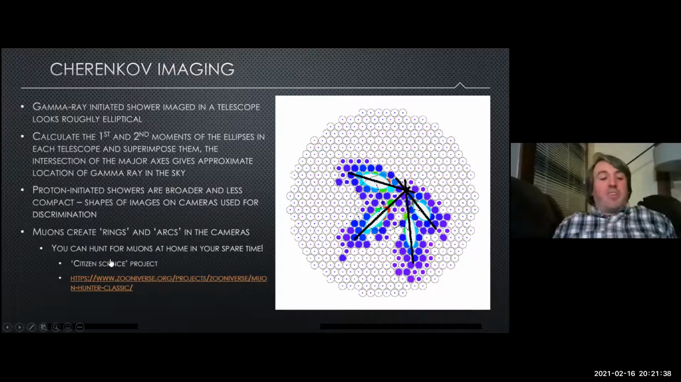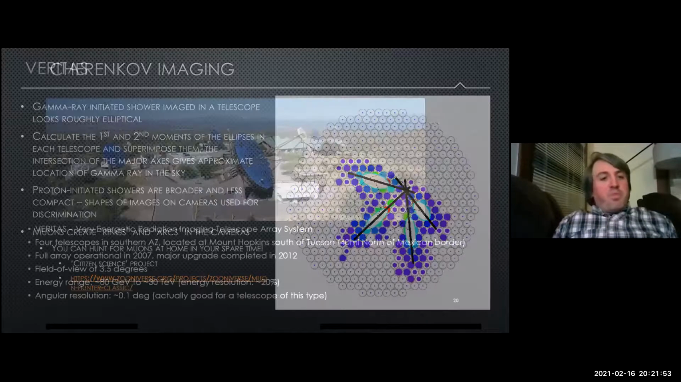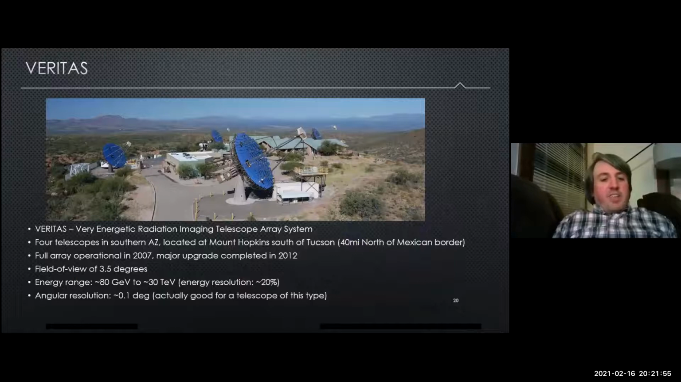And I should say that Zooniverse does more than just this gamma ray muon stuff. They do all sorts of really cool things with zoology and all sorts of branches of science, so not just astronomy. All right, so I'll talk a little bit about Veritas.